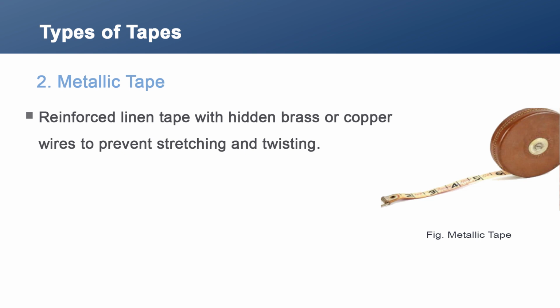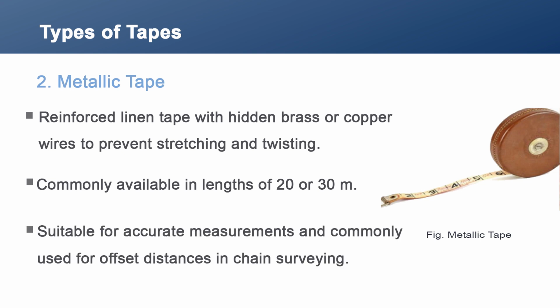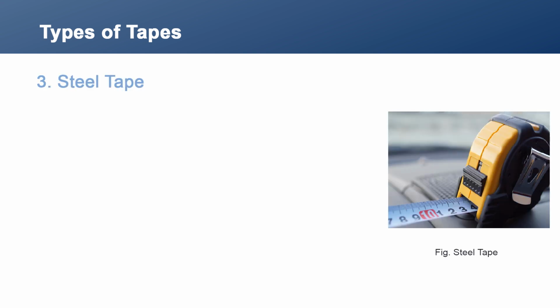They come in various lengths, but 20 and 30 meter tapes are the most common ones. They are great for accurate measurement, especially for taking offset distances in chain surveying. Then comes the steel tape.